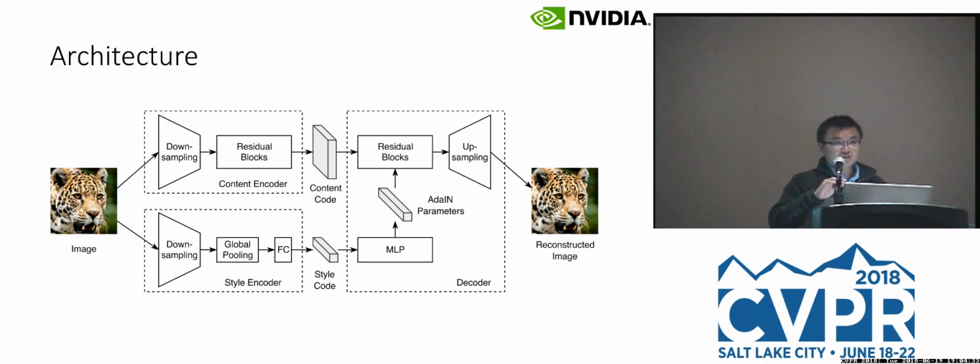And for domain translation, the input is from domain A. The style code is randomly sampled, and you generate through this decoder. We can generate an output image in the other domain.